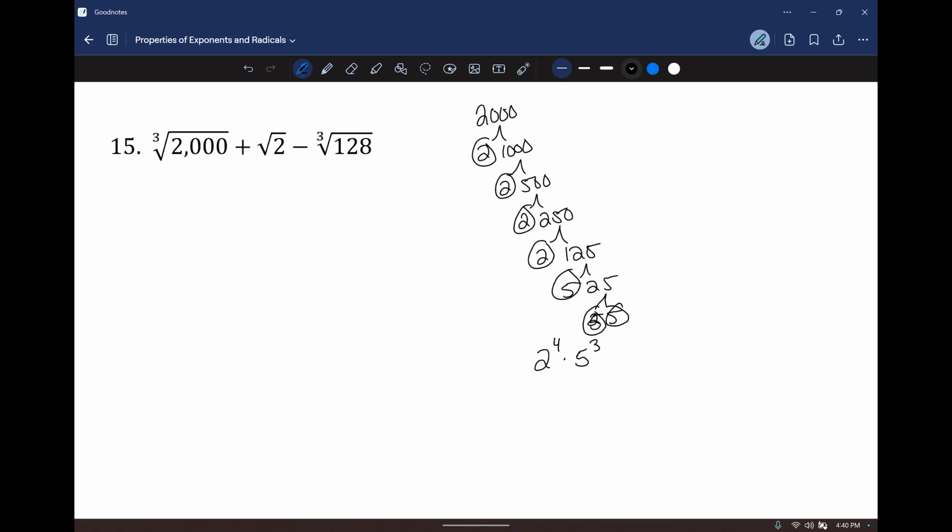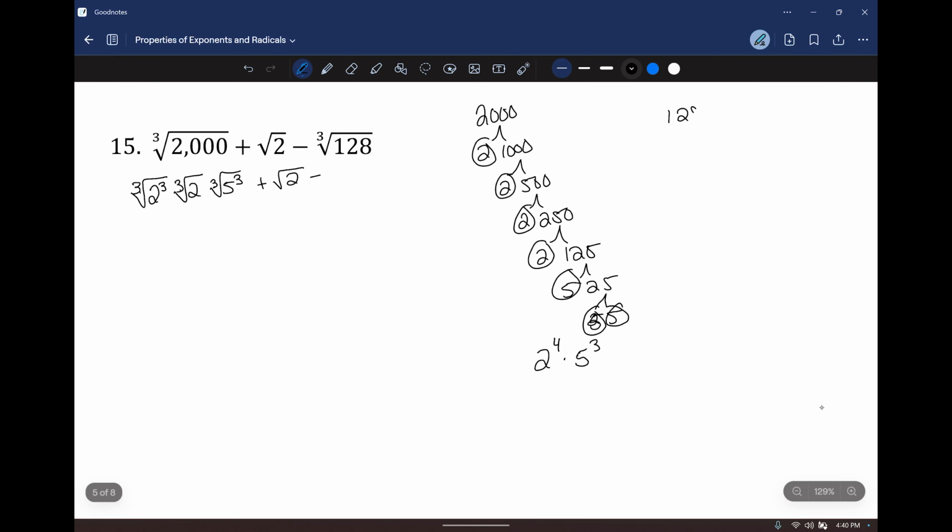How many of those 4 2's are going to make my perfect cube? That would be 3, and that would leave 1 left over. And don't be like me and put the wrong root number out here. We're doing cube roots. All right, and then I have a 5 cubed, which is a perfect cube.